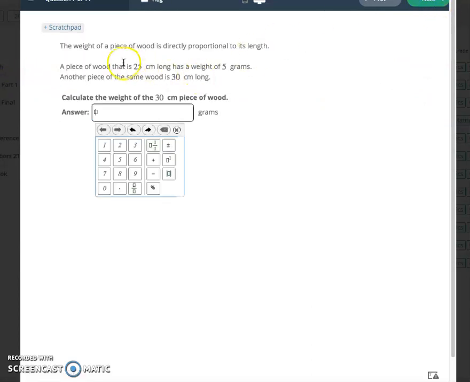Next one. The weight of a piece of wood is directly proportional to its length. A piece of wood that is 25 centimeters long has a weight of 5 grams. Another piece of the same wood is 30 centimeters long. Calculate the weight. What's the weight?